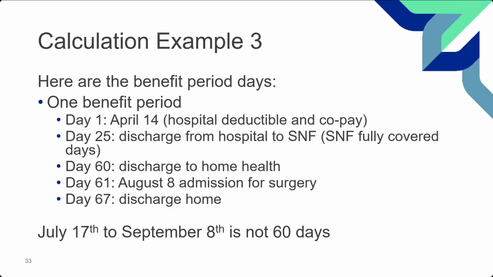Day 25, discharge from the hospital to the SNF. So now SNF days begin to apply. He's then given day 60, discharge to home health. Day 61, September 8th, admission for a surgery. And day 67, discharge home. July 17th to September 8th is not 60 days. That lapse of time did not occur. Therefore, because it's not 60 days, it's 1 continual benefit period.